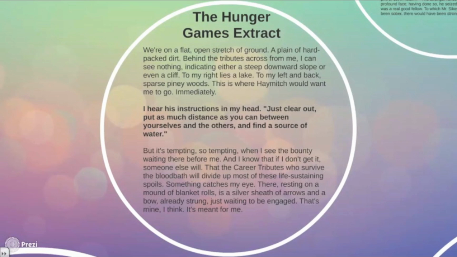Okay, so we know that the writer wants to make it clear that this person is stood there waiting to go, but the instruction that she's been given is to just go, just clear out, put as much distance as you can between yourselves and the others. So we know that this is extremely important because she's been told to get out to save her life, really. So the writer's making it clear to the reader that this is the most important information that she's been given before entering the arena. This is what she needs to do. So it's highlighting the importance of that particular instruction within this extract.